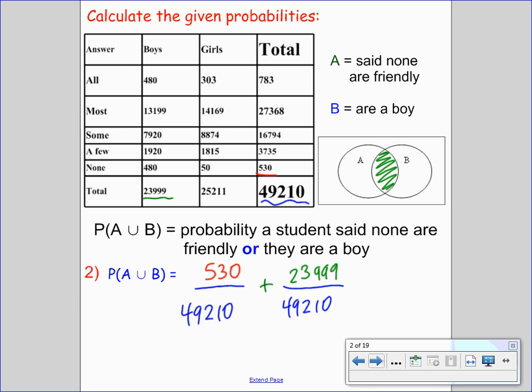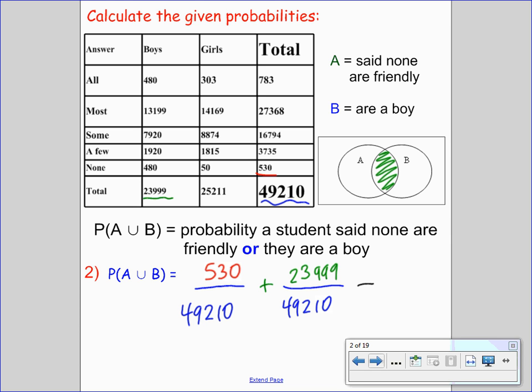And then, because we've counted those boys who said none are friendly once in the red 530, we've counted them again in the green 23,999 boys. So we need to subtract off that overlap. And that's the only difference between overlapping events versus mutually exclusive events. We're going to subtract off those, namely, boys who said none are friendly.